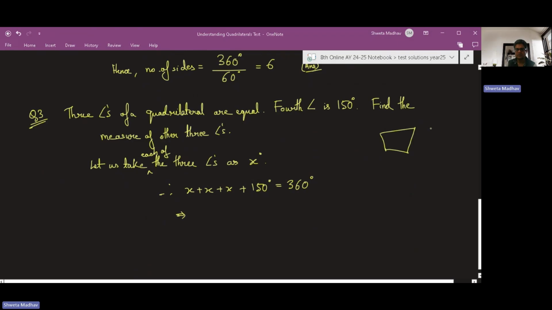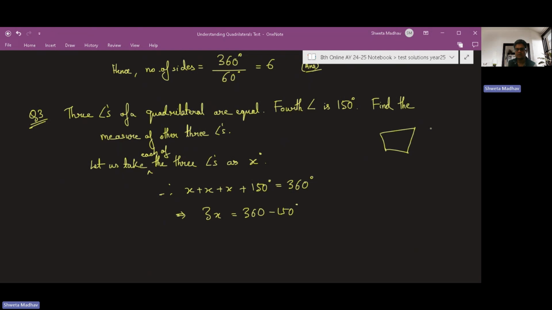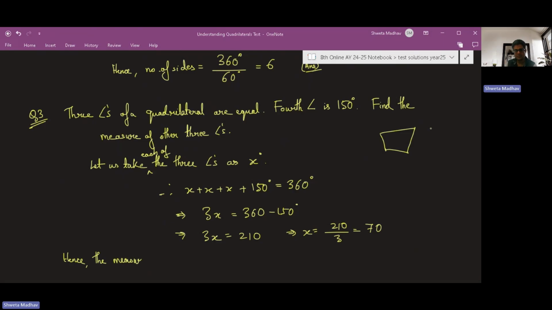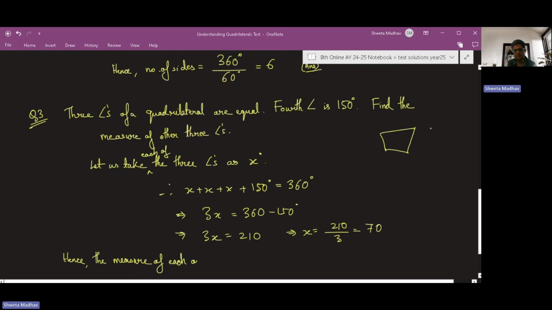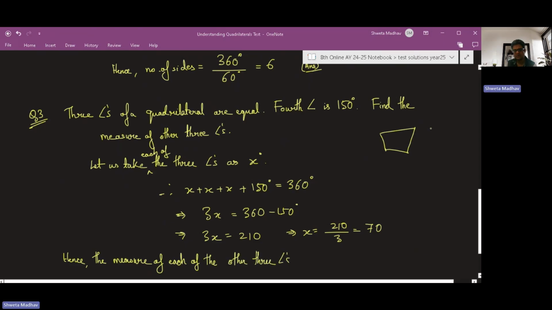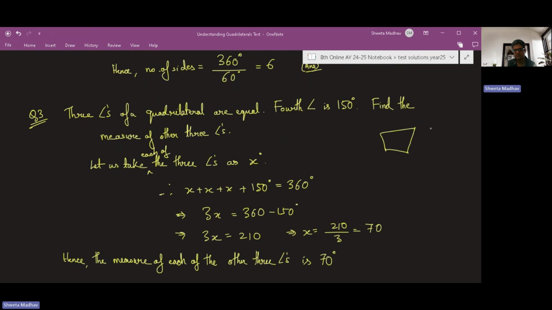So x plus x plus x, that is 3x. So 3x will be equal to 360 minus 150. So 3x will be equal to 210. So x will be equal to 210 by 3, that is equal to 70. So hence each of the 3 angles will be 70 degrees. So the measure of each of the other 3 angles is 70 degrees.